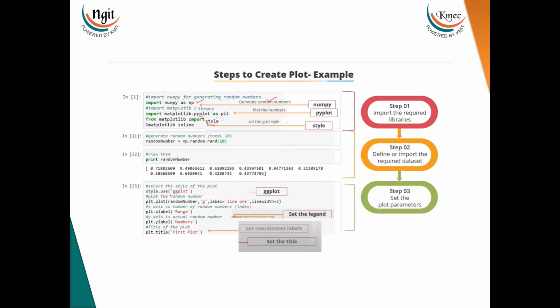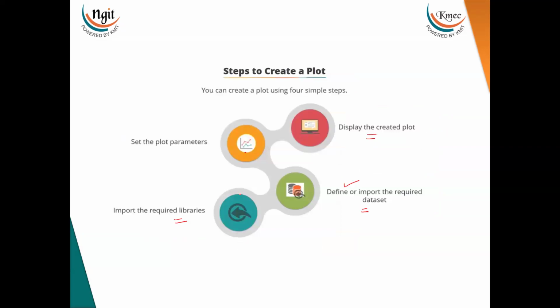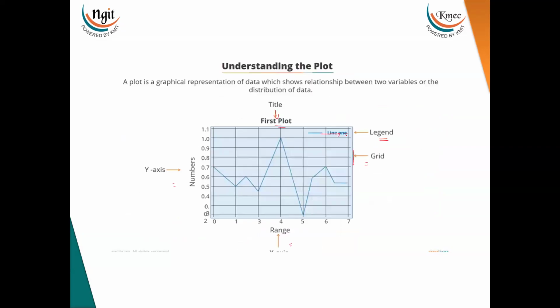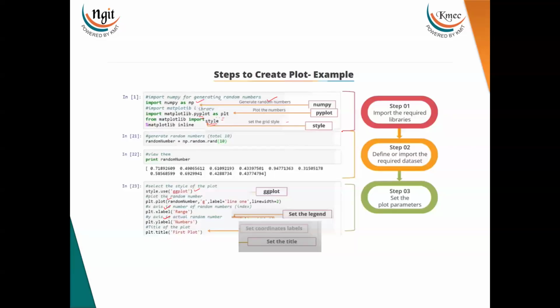And see here, we are going to use the ggplot and the legend, and then set the title. Here you can see plt.title, and this is for the y-axis, this is for the x-axis, and this is the plotting of this line 1. Here what we have written, line 1, legend. For that, we are going to write a piece of code, label equal to line 1.